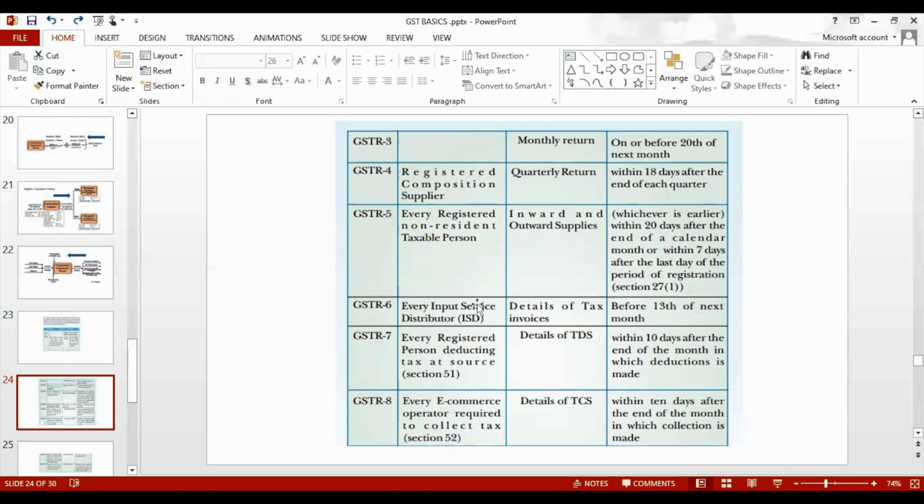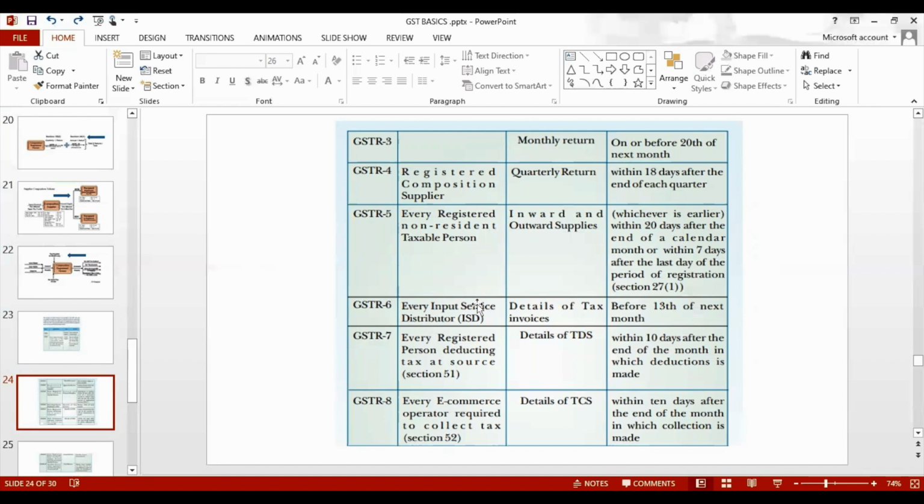GSTR 5 covers inward and outward supplies. What are the inward supplies and what are the outward supplies? It is related only to non-registered persons. In all the above, the transactions are from registered to registered persons. But GSTR 5 is related to registered to non-registered persons.